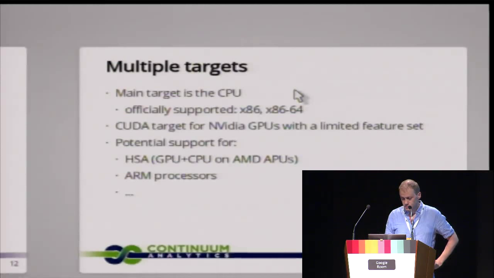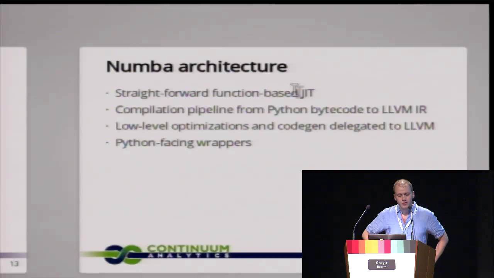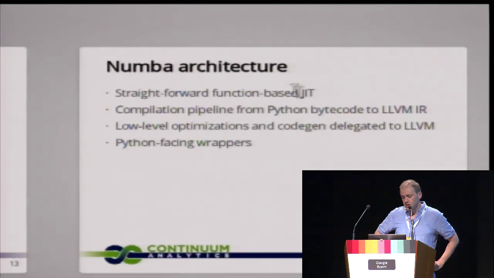Let's talk a bit about the architecture. So Numba, if you compare it to other JITs, is quite straightforward. It's not very exciting. It works one function at a time, which is a constraint we're going to relax, because we need to relax it in order to support recursion. But right now, it's one function at a time. It starts from the Python bytecode. So we don't have a parser. We just use the bytecode emitted by CPython. And we have a compilation and analysis chain, which transforms it slowly across various steps to LLVM IR.